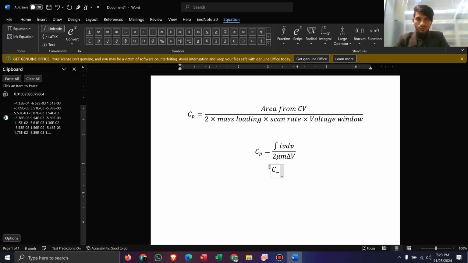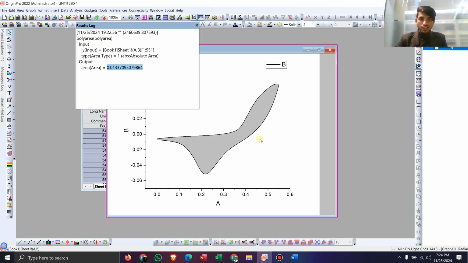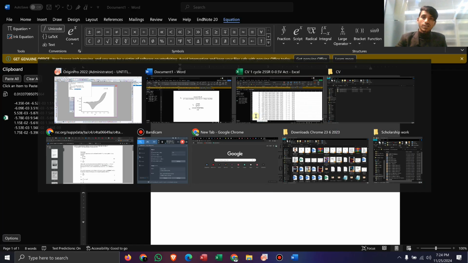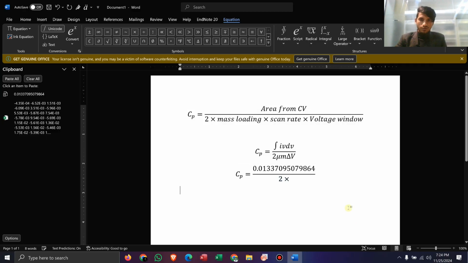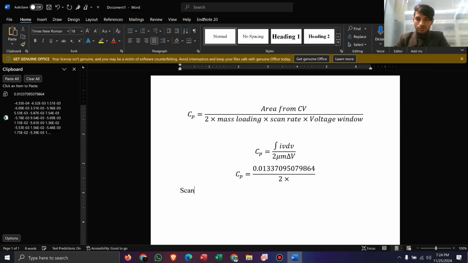Now I'm going to plug in all the values that I have just calculated. So Cp is equal to the area, which I've just copied and pasted here. And now I have to divide it by 2, multiplied by the scan rate. So what was the scan rate? I was performing my readings at 25 scan rate. This CV that I took was at 25 millivolt per second. So the scan rate is equal to 25 millivolt per second.